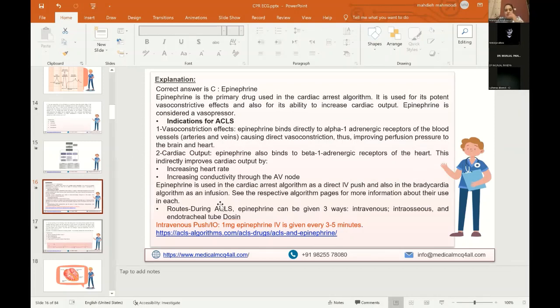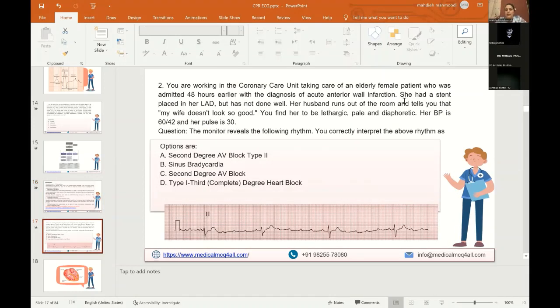Okay, next question. You're working in a coronary unit, taking care of an elderly female who was admitted 48 hours earlier with the diagnosis of acute anterior wall MI. She had a stent placed in her LAD, but has not done well. Her husband runs out of the room and tells you, my wife doesn't look so good. You find her to be lethargic, pale, and diaphoretic. Her blood pressure is 60/42 and her pulse is 30. The monitor reveals the following rhythm.